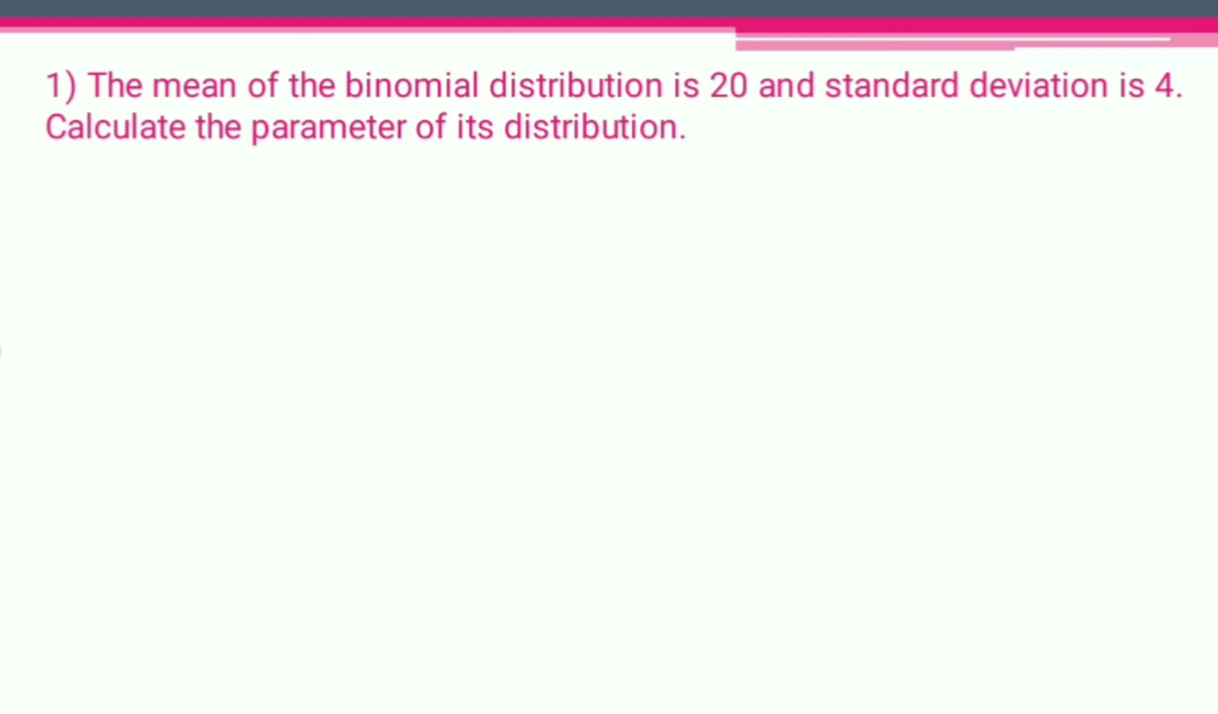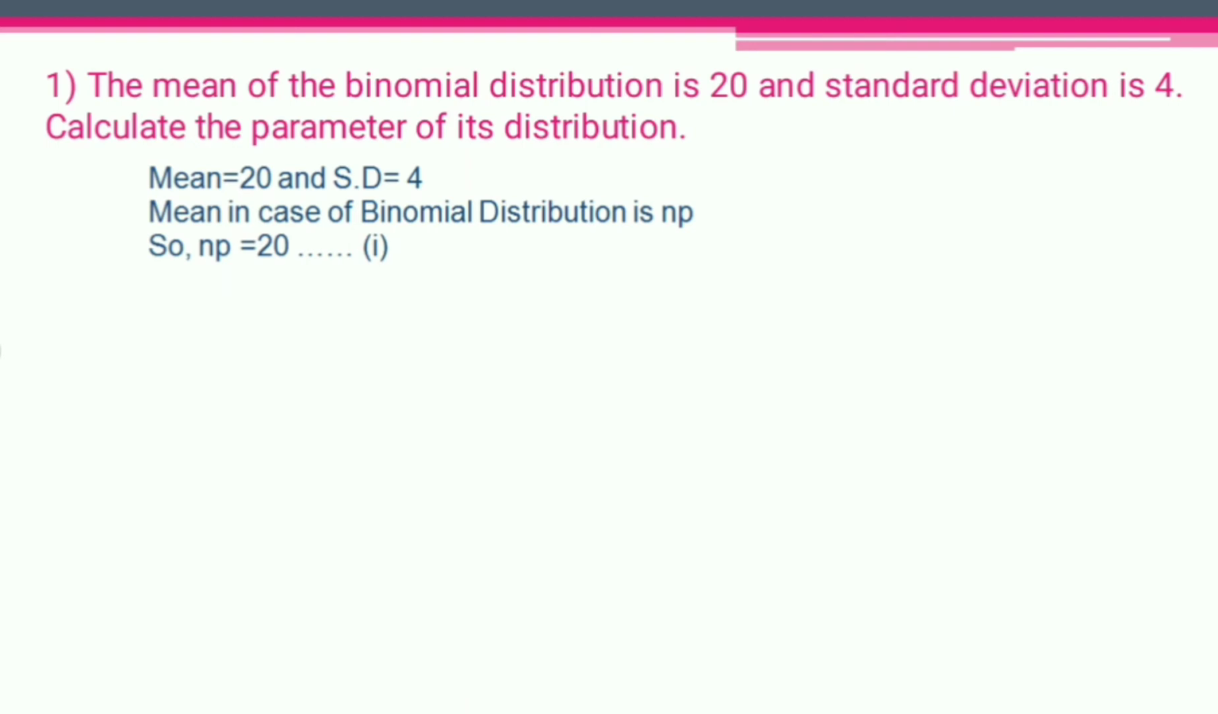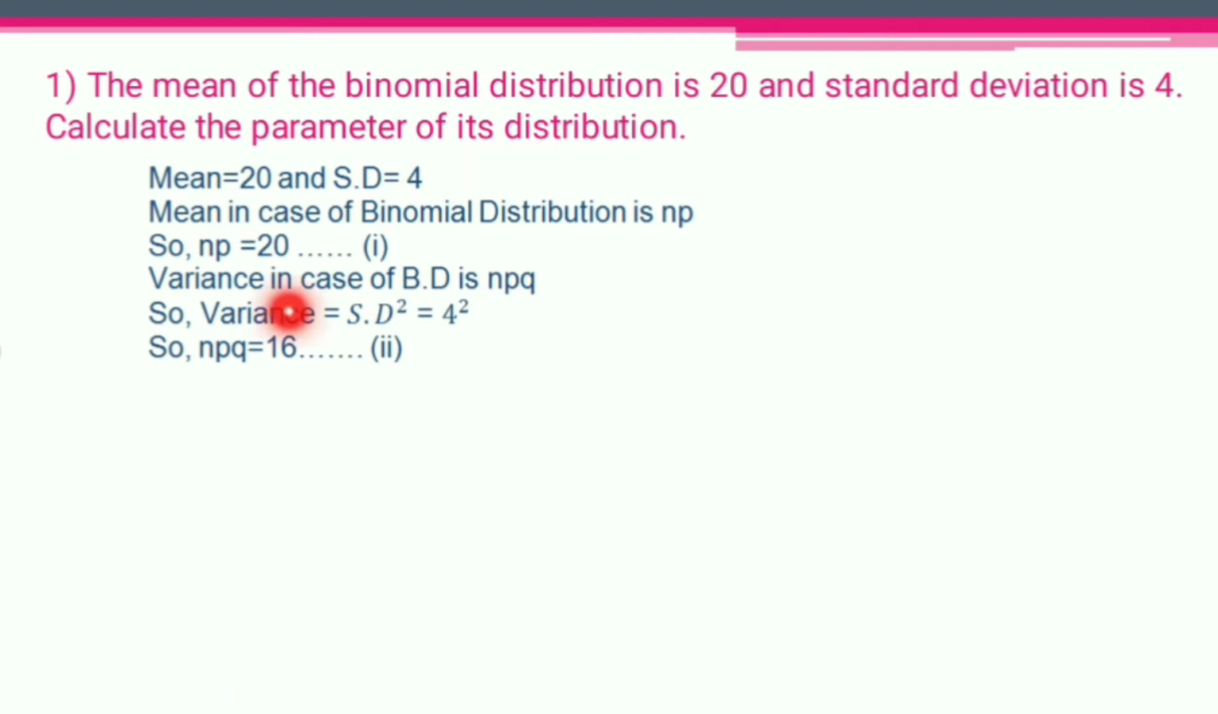Parameters are n and p, right? So here we are given mean equal to 20, standard deviation equal to 4. In case of binomial distribution, mean is given by n into p, right? So n into p is equal to 20. What is standard deviation? Standard deviation is the square root of variance, or we can say variance is the square of standard deviation, right? So standard deviation is given as 4, so variance will be equal to 4 square.